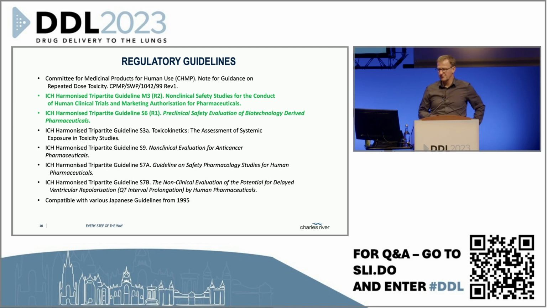In terms of the regulatory guidelines, there's a whole host of regulatory guidelines, which I've listed some of them here. The M3R2 guideline is the main one that we would use for small molecules, and the ICH S6R1 is the one that we would use for large molecules. But there are other ones, for example, the safety pharmacology guidelines as well, toxicokinetic guidelines, and guidelines for anti-cancer pharmaceuticals as well. And these are generally compatible with a range of Japanese guidelines from the mid-1990s.